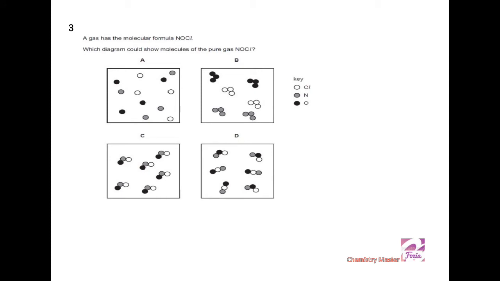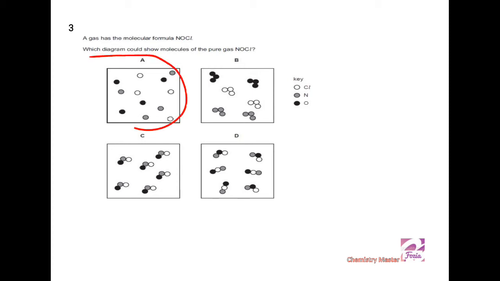Next MCQ, a gas has the molecular formula NOCl. N represents nitrogen, O means oxygen, Cl is representing chlorine. So we have to see which diagram could show the molecules of pure gas NOCl. Okay, all four diagrams are having different representations.